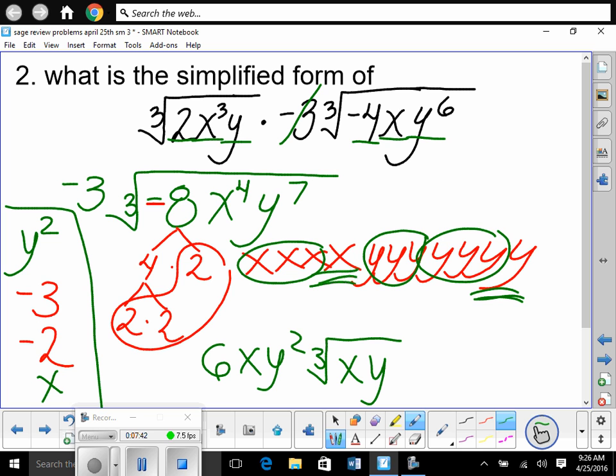Now let's check. There's our final answer. Let's check the even, odd rule. Was it an even radical? No, so we don't need absolute value signs. Questions? Okay. Next one.